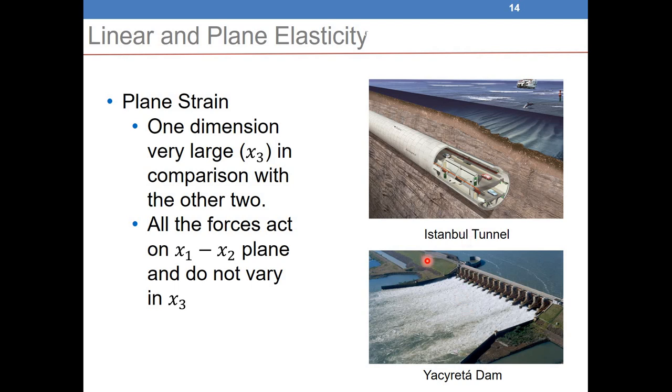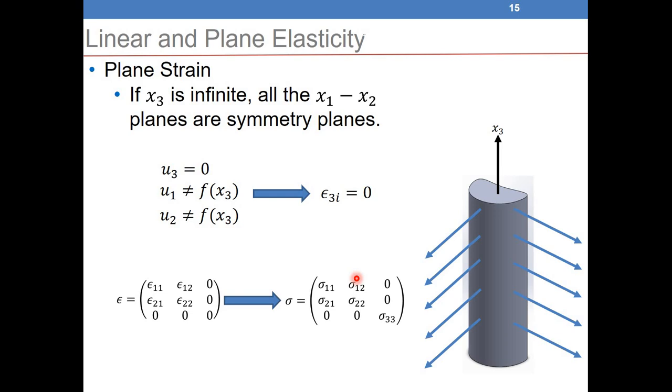So these two examples, this one, the tunnel in Istanbul, and this one in Yazireta. These two real life examples we can see here. So this is a direct example about the plane strain. So the last part about the plane strain. So that's what we said.